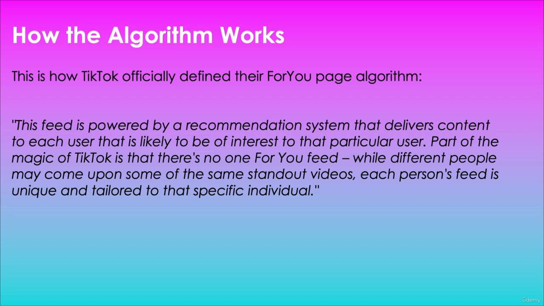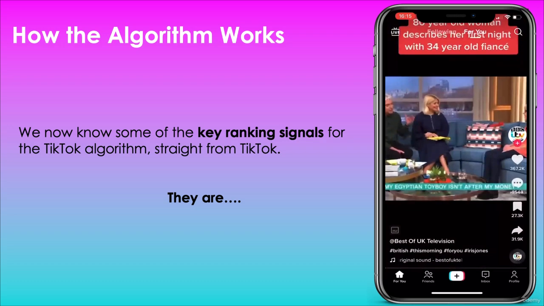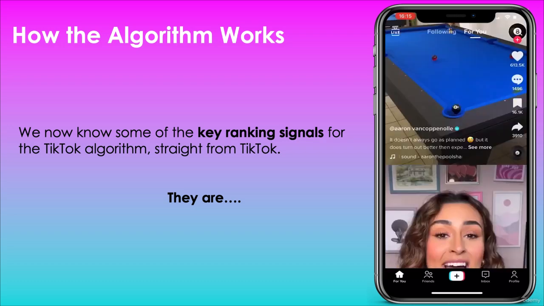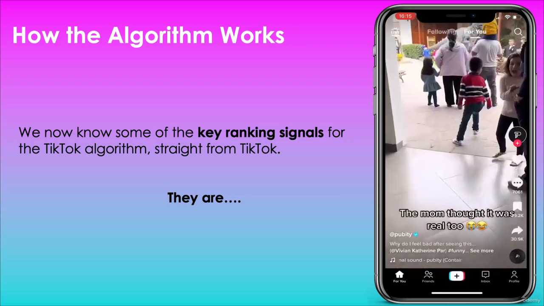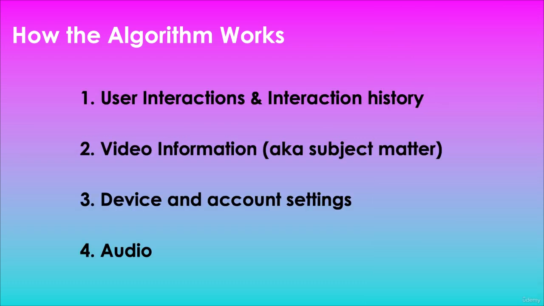Part of the magic of TikTok is that there is no one For You feed. While different people may see some of the same videos, each person's feed is unique and tailored to that specific individual." End quote. Fortunately for all of us social media marketers and you lucky bunch, we now know some of the key ranking signals that the TikTok algorithm uses. And these are split into 4 key areas. And these are user interactions and user history, video information, device and account settings, and audio.